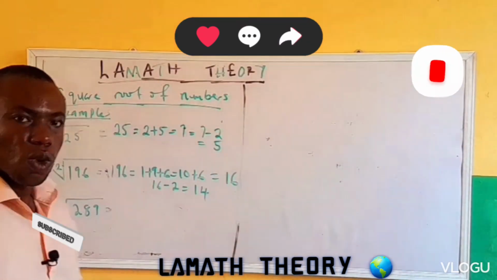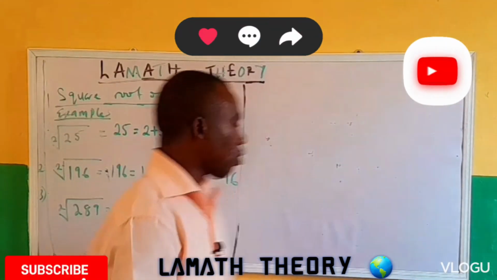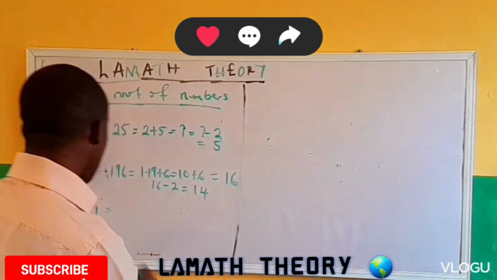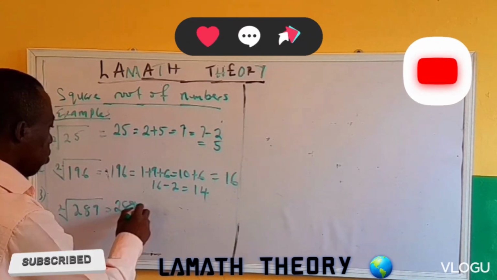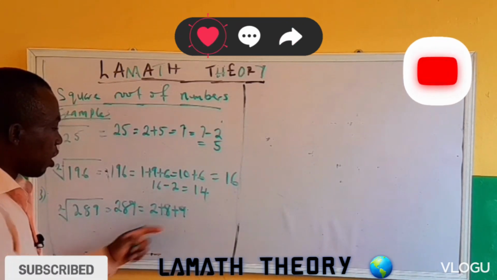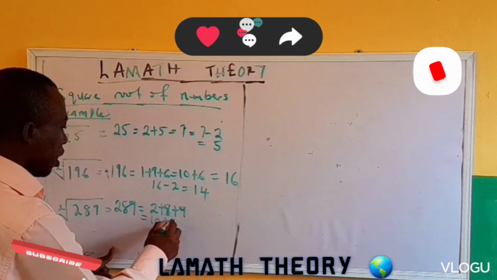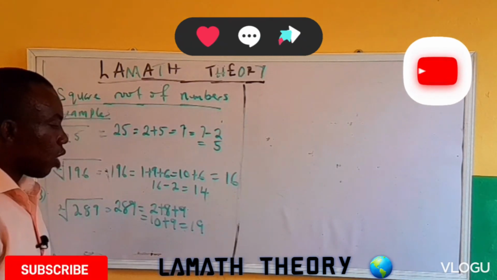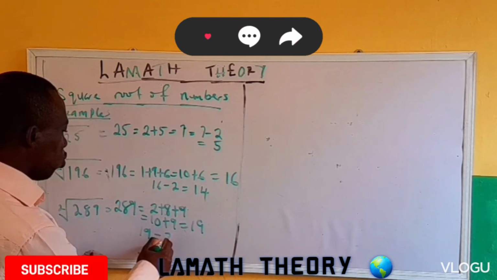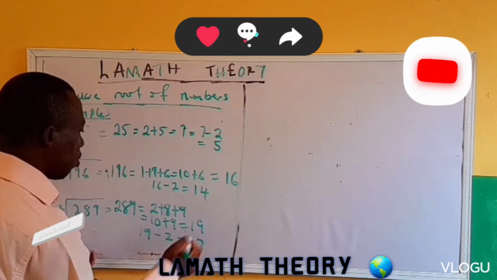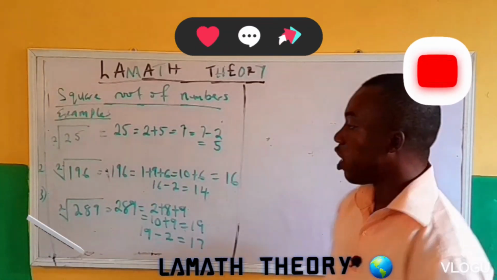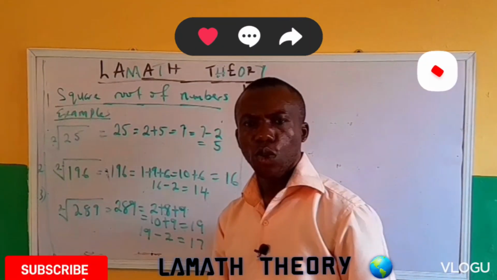Okay, let's solve the last one. We have 289. I'm going to have 2 plus 8 plus 9. 2 plus 8 is 10, plus 9 is 19. I subtract the 2 from it, so 19 minus 2 is 17. That means 17 times 17 will give us 289.